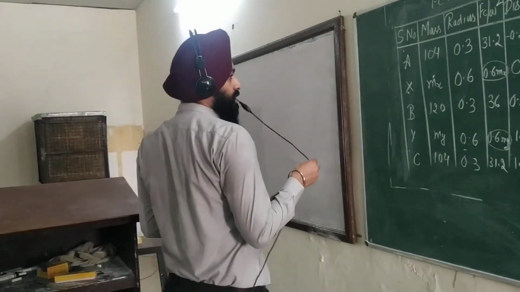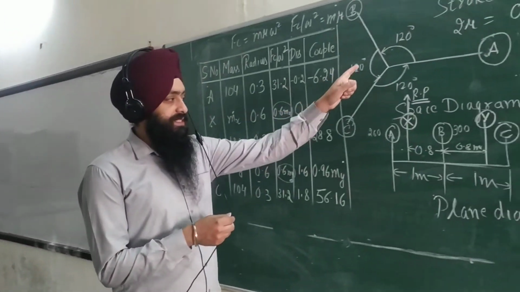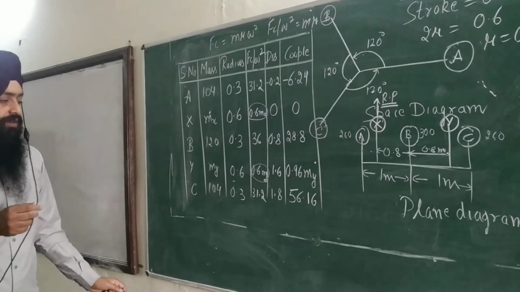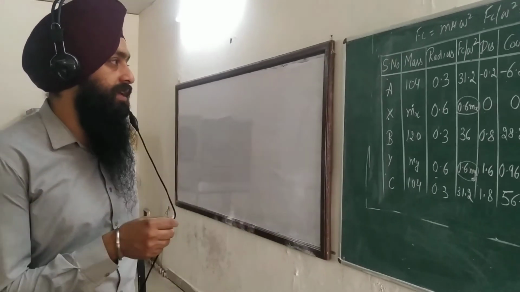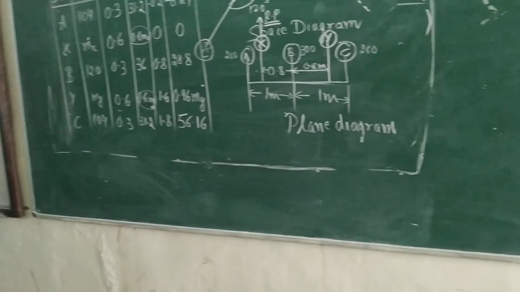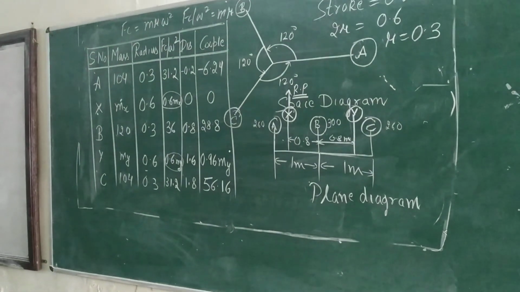Draw this figure quickly. Everyone must draw the space diagram, then the plane diagram, and then the table. I am giving you a break for 2 minutes. Draw it quickly, or else pause the video and continue after 2 minutes.